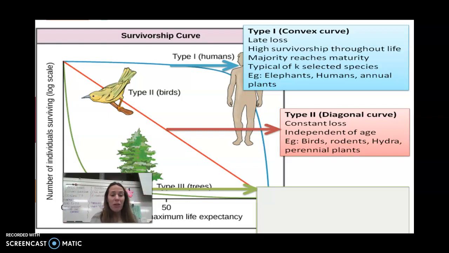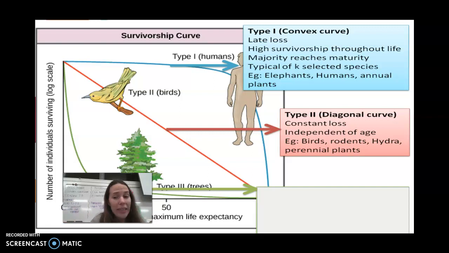Us as type 1, right, we have a high chance of surviving till we get to adulthood. High chance. Doesn't mean that we can't, but we have a high chance. If you're a type 2 organism, doesn't matter how old you are, right? You have the same chance of surviving at any age.